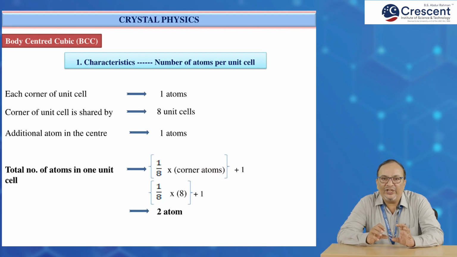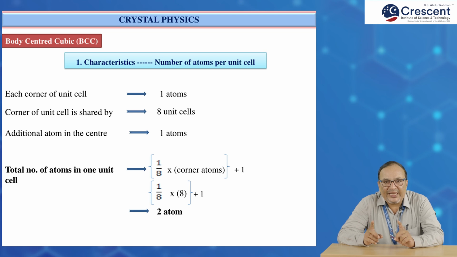Each corner of a unit cell has one atom present, so the total number of corners is 8, and these 8 unit cells share them. Apart from this, one atom is present at the center of the unit cell.